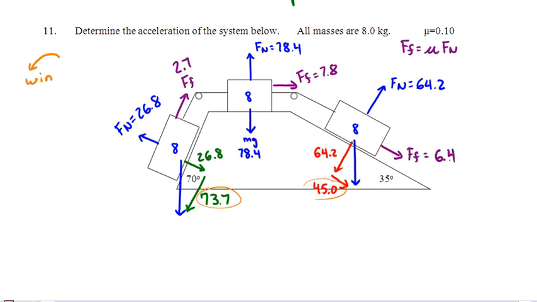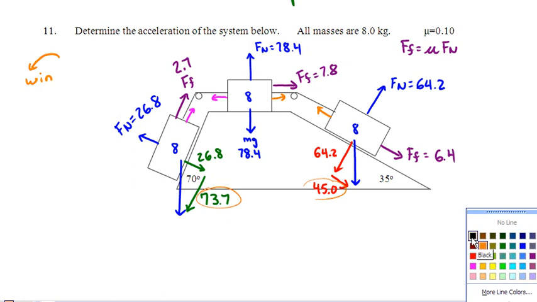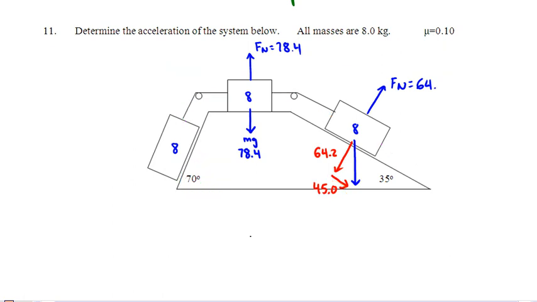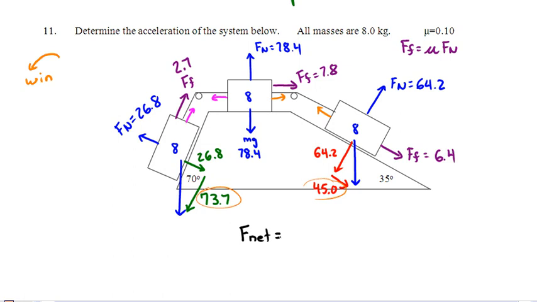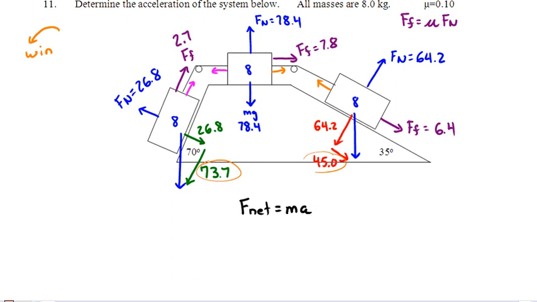Now there are some tensions, but you can ignore them, right? There's a tension here and an equal tension there. There is a tension here and an equal tension there. We can ignore them if we do F net equals ma on everything. So for my final calculation on this little bit of review, I'm going to do F net equals ma on the entire deal, which means I'm going to put 24 kilograms in for the m.